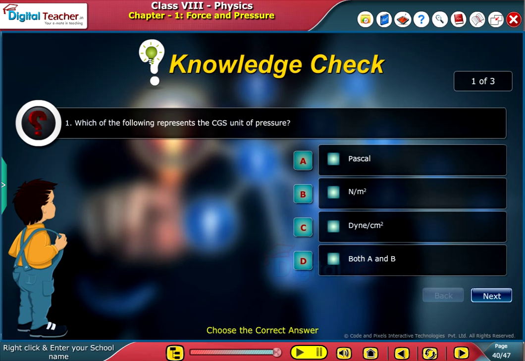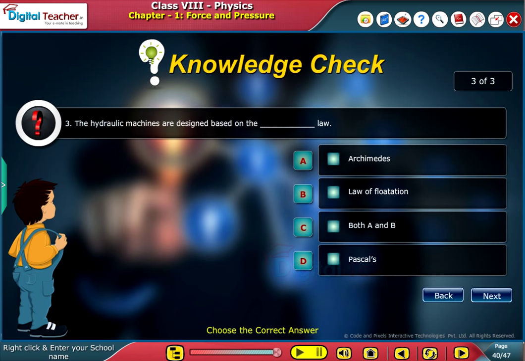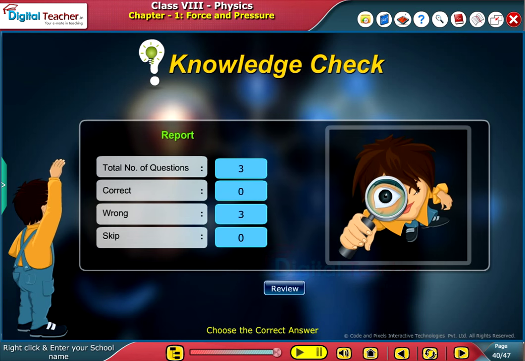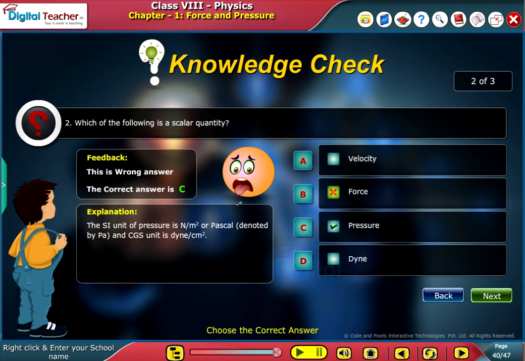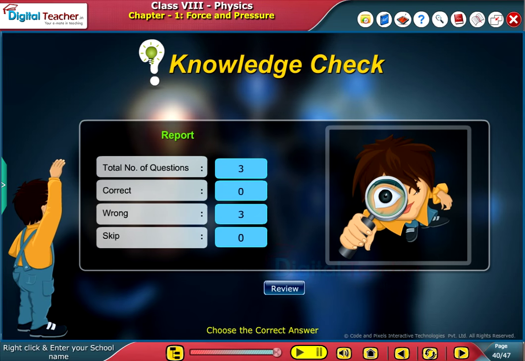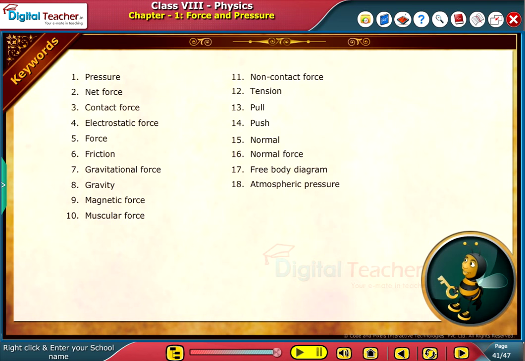Knowledge check. Attempt the following questions to check your understanding. Keywords. List of keywords are shown on the screen.